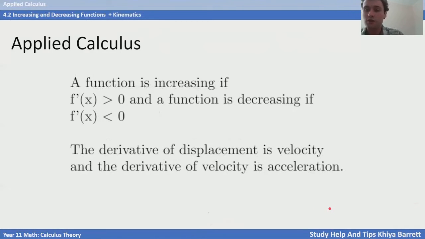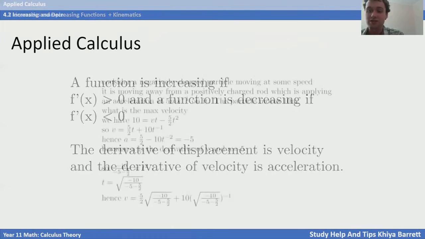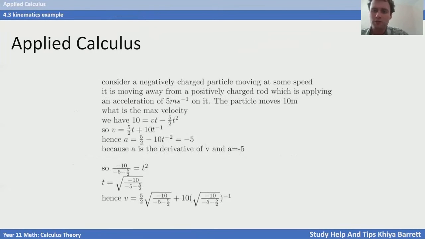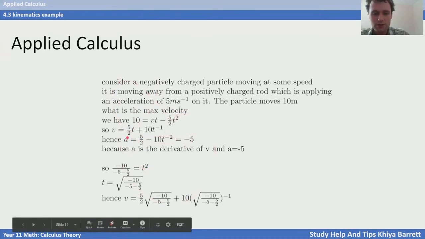The derivative of displacement is velocity, and the derivative of velocity is acceleration. Consider a negatively charged particle moving at some speed. It is moving away from a positively charged rod, which is applying an acceleration of 5 meters per second on it. So displacement is 10 meters. We know that the acceleration is -5, since we sub it in here and we're using -5. And then we can rearrange this equation in terms of t and get that the velocity is this.